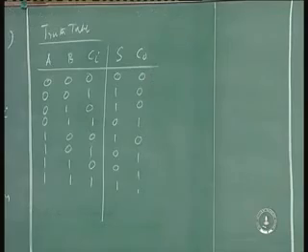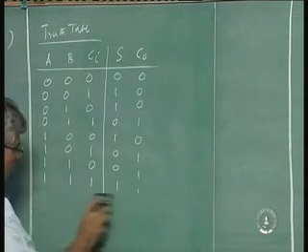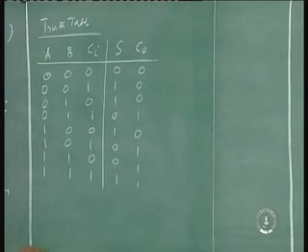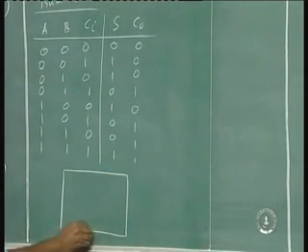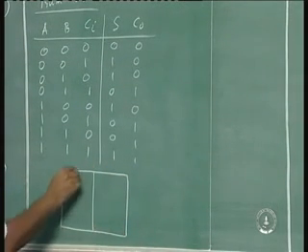I can draw the Karnaugh map for this, get the simplification and draw the logic for my full adder. I am going to leave the simplification as an exercise to you. It's very easy. It's there in all the books.